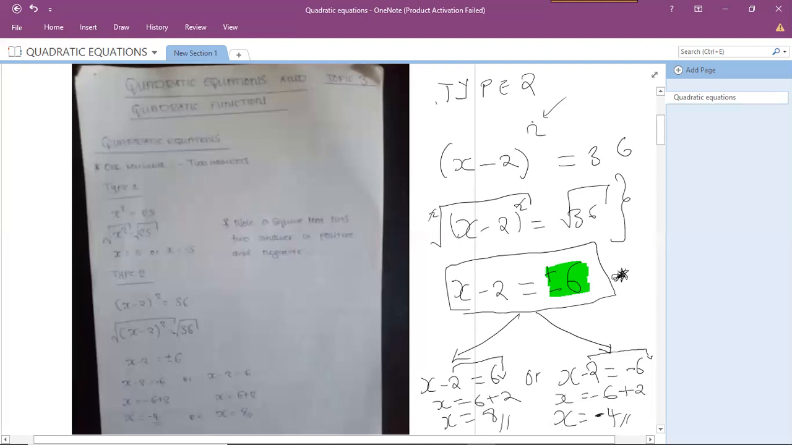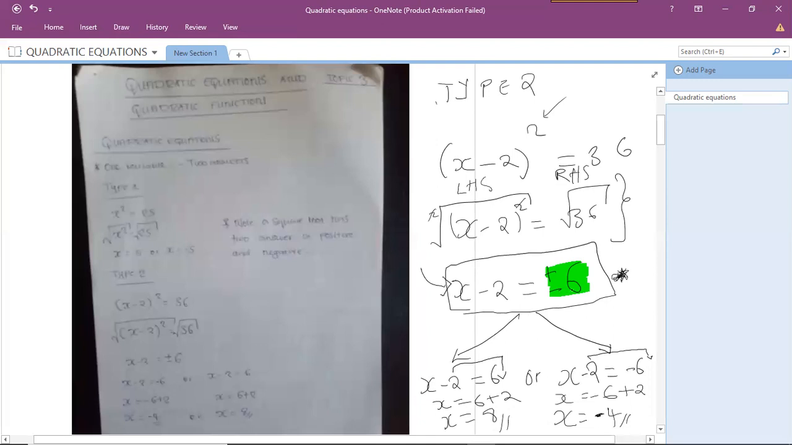So how did we solve it? We first identified that, all right, it's x minus 2 squared is equal to 36. So we asked ourselves, all right, I have to get rid of this square. So I'm going to square root both the left-hand side and the right-hand side. So square root got rid of this square there, because the square root has a 2 there that you can see. So we remained with x minus 2 is equal to plus or minus 6.